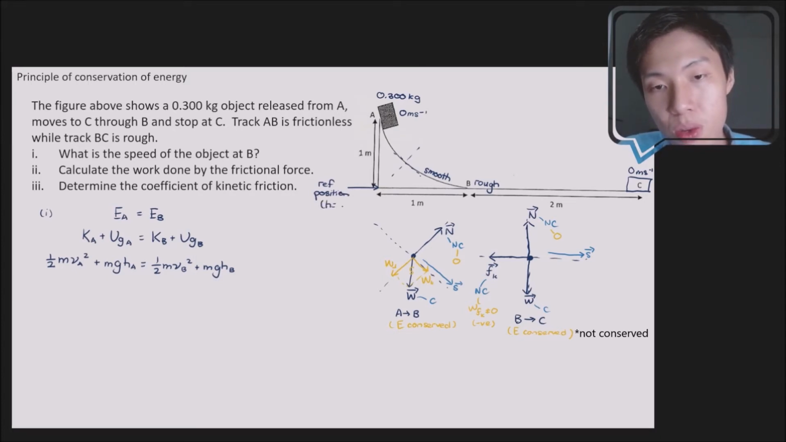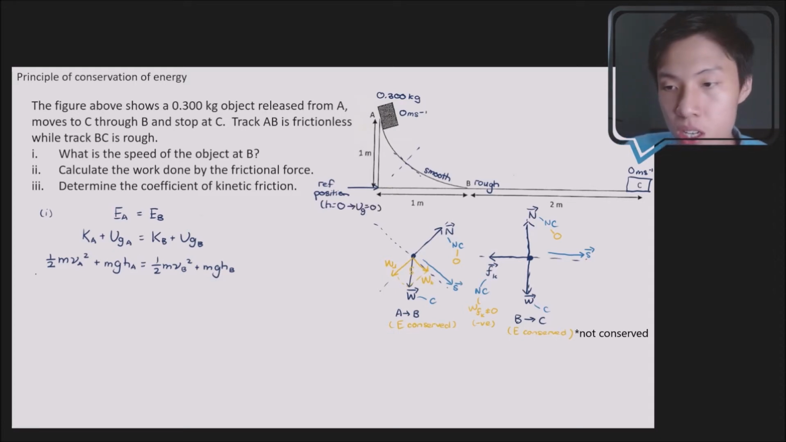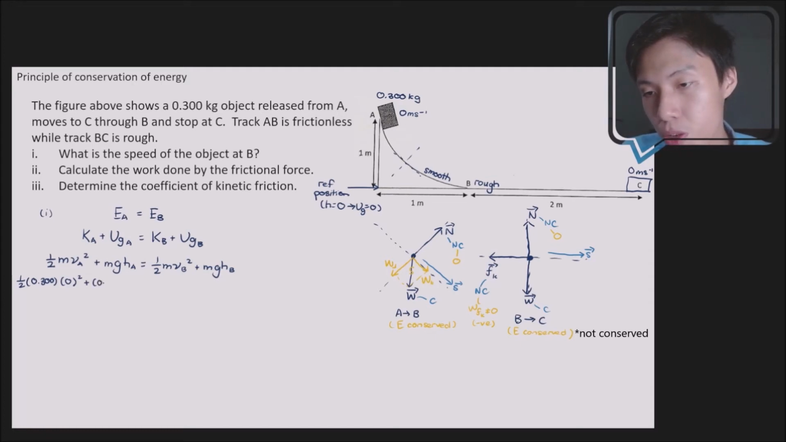So this is the position where we set h to be 0, thus the Ug will be equal to 0. Okay, so substitution: half times 0.300. The speed at point A will be 0 because the object is released at point A, so it should start at rest. Then 0.300, acceleration due to gravity will be 9.81, and the height at point A should be 1 meter.